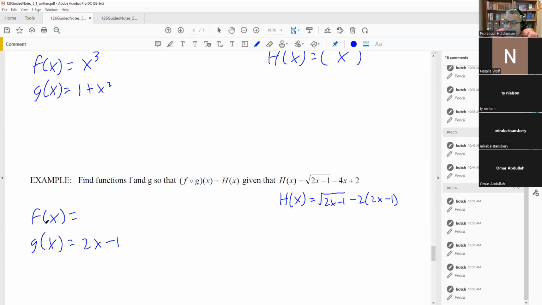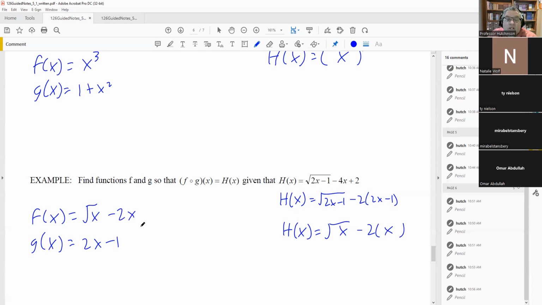What I want to do to find the f of x function is remove the 2x minus 1. So I remove it, I get these blanks here, and I'm just going to replace them both with x's. So I got rid of the g of x, replace them both with x. I'm left with square root of x minus 2x. So square root of x minus 2x, and that's what I have for my answer there.